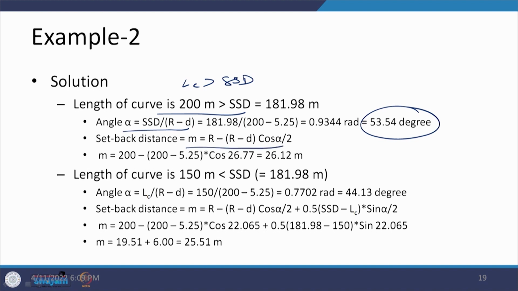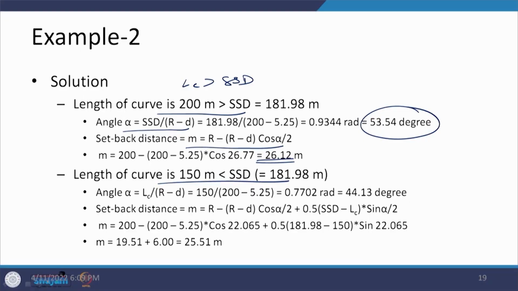So, the setback distance is given by (R minus D) into cos of alpha by 2, where alpha is known, R is known and D is known to us. D was 5.25, R was 200. So, we got 26.12 meters as the distance of the center line from the line of sight, so that there is no obstruction and the vehicles can move freely.